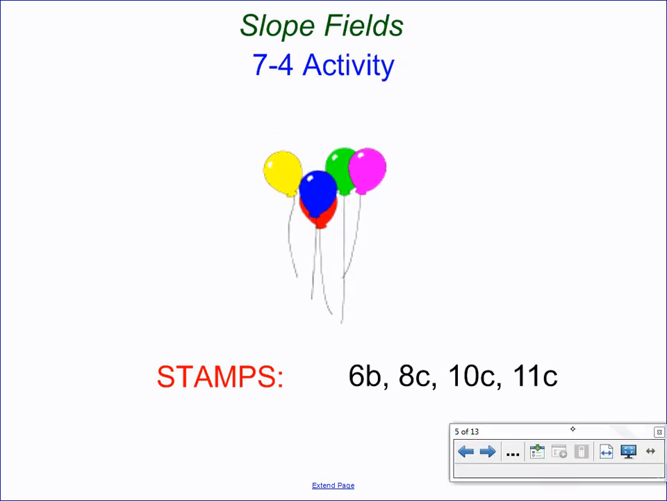Today you can earn up to, yes, that's right, 4 stamps during your activity: 6B, 8C, 10C, 11C. Go ahead and give yourself a little circle on the stamped eligible items now.